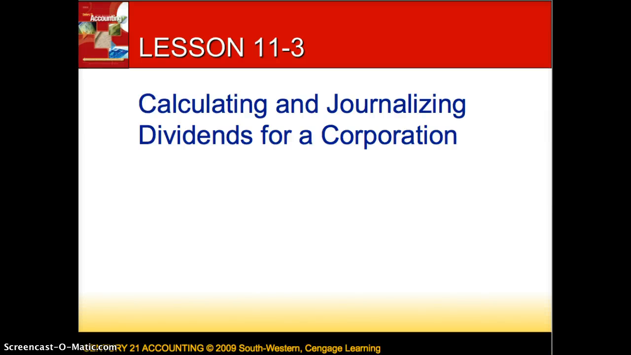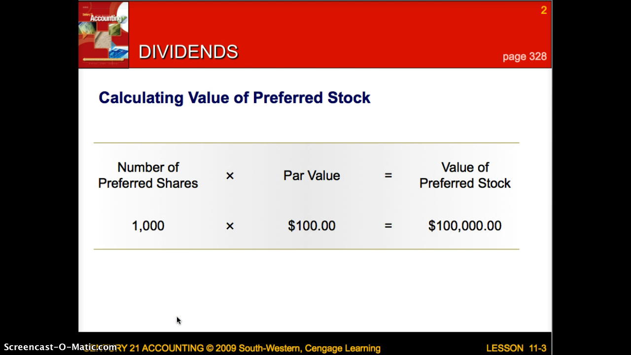This is 11.3 lecture, Calculating and Journalizing Dividends for a Corporation, found on page 328 of your book. Dividends are when you are paying a portion of the money that your corporation has made back to the stockholders who own shares of stock in your company. So we need to figure out how to calculate the value of preferred and common stock.